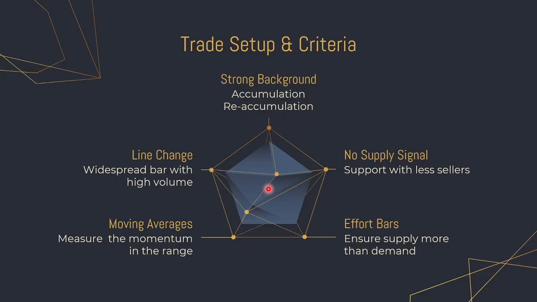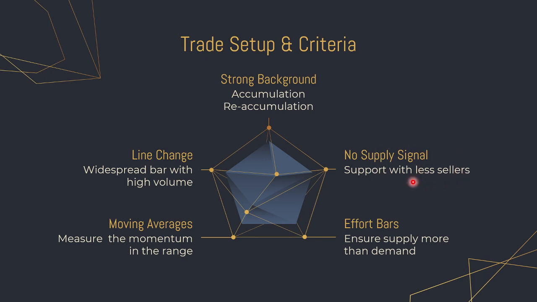Now, trade setup criteria, a very quick one. Just now we looked at background. What it means by background: accumulation and reaccumulation. We want to ensure that the background is not a downtrend counter, not downtrending, so that's why I use the weekly chart to check. Then we got line change. What is line change? A widespread bar with high volume, the LC bar that goes up, forming support and resistance nicely. And we got no supply signals.